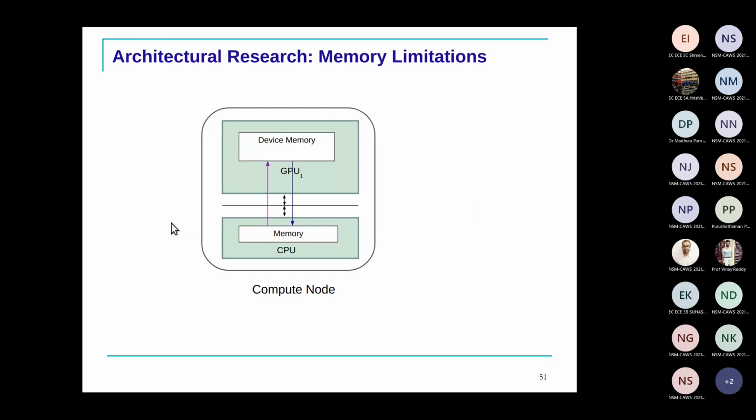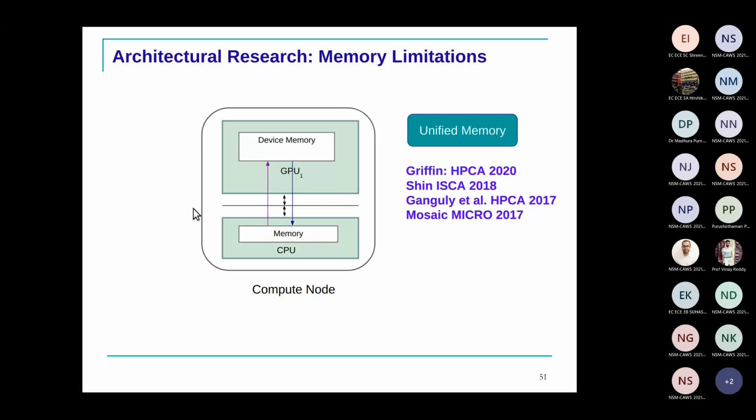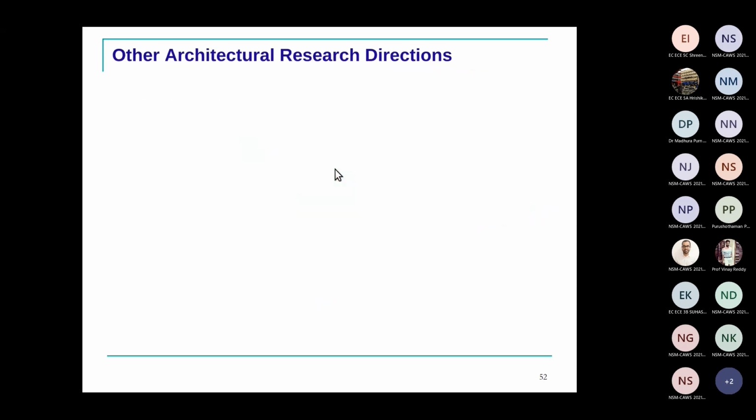Now, to address the memory limitations also, there is a large body of architecture research. One technology is unified memory that NVIDIA has proposed. Basically, how do you exploit the CPU memory as well as GPU memory effectively so that you can address the GPU memory limitations also.